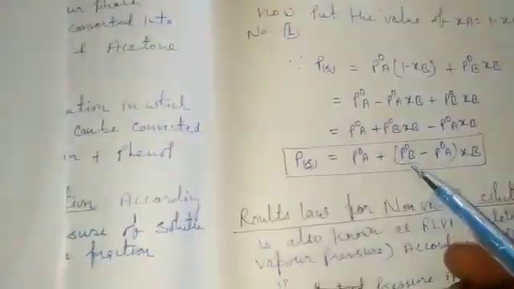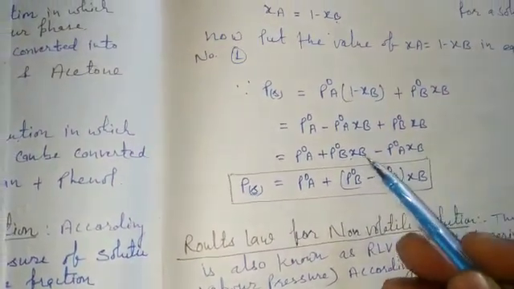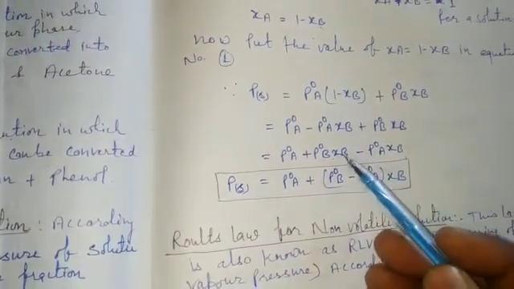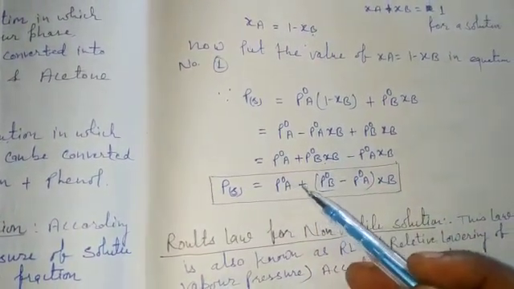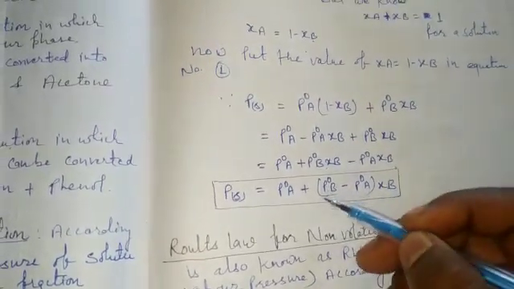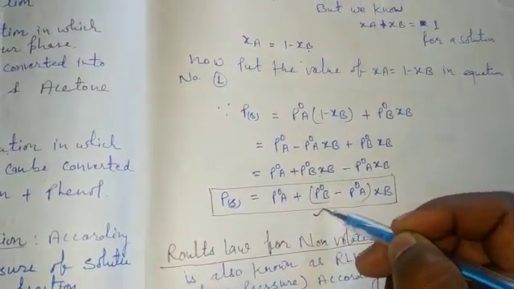By taking Xb common here and here, Xb will be common in both terms. So Ps equals P naught A plus (P naught B minus P naught A) multiplied by Xb. This is Raoult's law for a volatile solution.